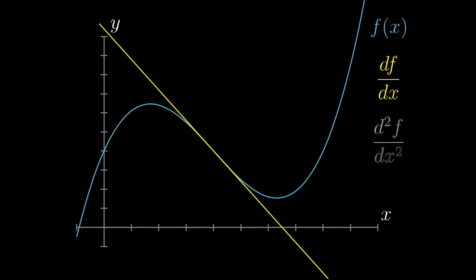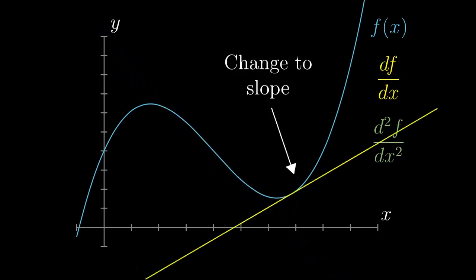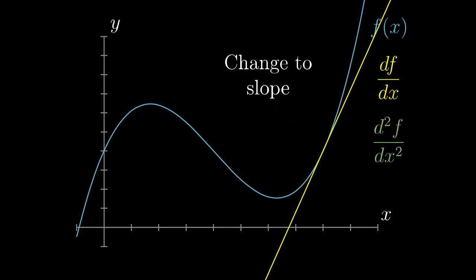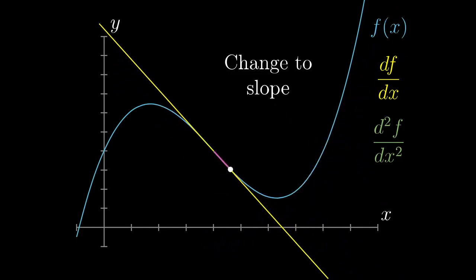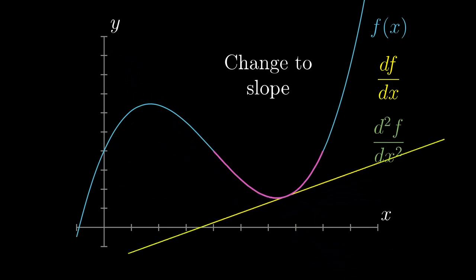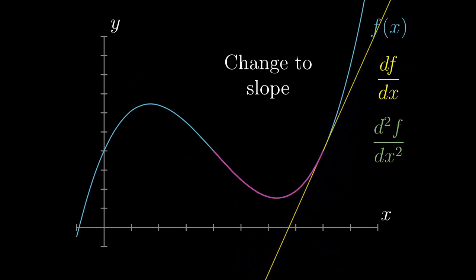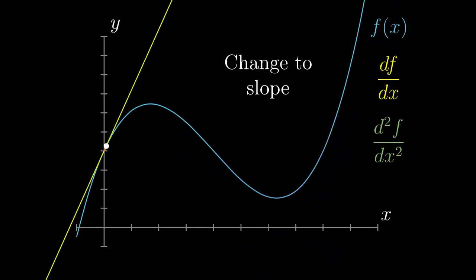So the second derivative, whose notation I'll explain in just a moment, is the derivative of the derivative, meaning it tells you how that slope is changing. The way to see that at a glance is to think about how the graph of f of x curves. At points where it curves upwards, like this, the slope is increasing, and that means the second derivative is positive. At points where it's curving downwards, the slope is decreasing, so the second derivative is negative.